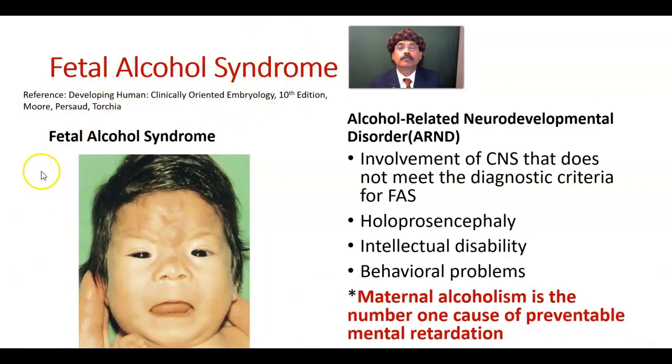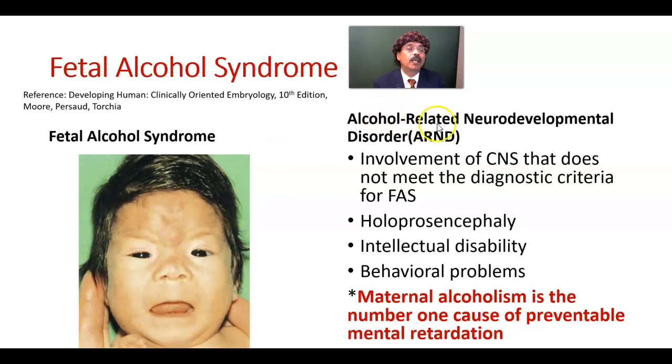Fetal alcohol syndrome. Okay, these are the features. We look at the features. There will be microcephaly. There may be holoprosencephaly, one ventricle in the forebrain, and narrow palpebral fissure, flat nose, short nose, and maldevelopment of the maxilla, and very thin upper lip, shallow philtrum, here shallow philtrum, and certainly low IQ. This is the number one cause of mental retardation in the United States of America. There may be behavioral problem, there may be cognitive problem.